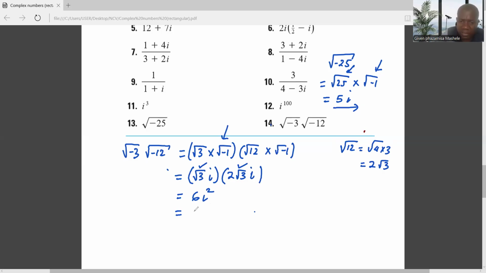Then we're going to have what? 6 times, what is i squared? We know that i squared is -1. So we're going to have -1. So the final answer will be -6. So the answer is -6. So it's very, very important to be able to understand these questions, ladies and gentlemen.